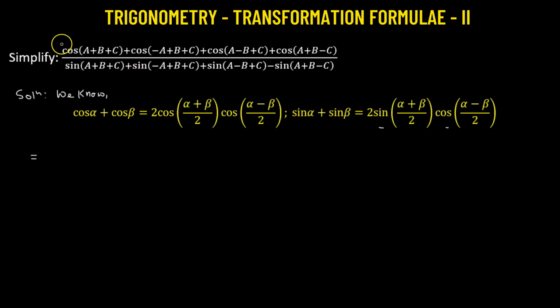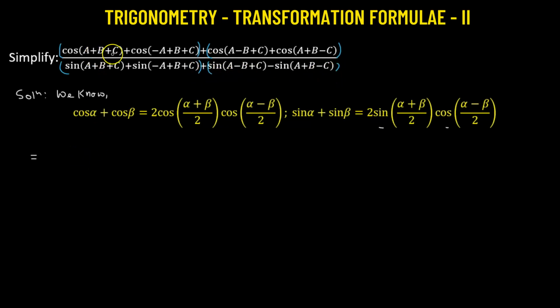So let us first add the first term and the second term. Then we will add the third and the fourth term. Similarly, for the denominator part, we'll add the first term and the second term, and then we'll add the third and the fourth term.